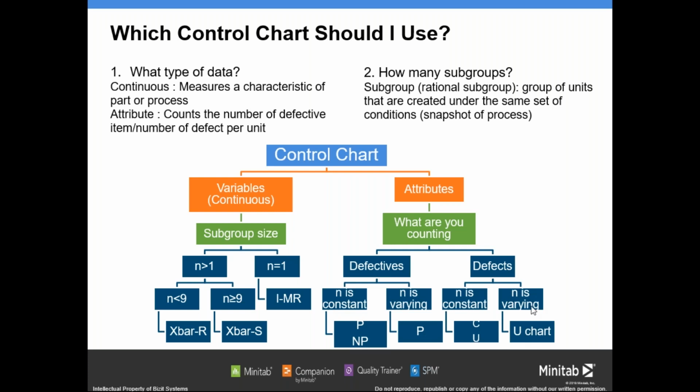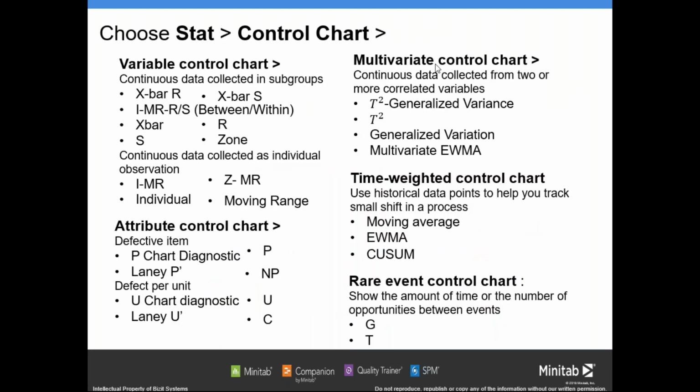Okay, and then this is not limited to these basic control charts. We also have multivariate advanced control charts, like the multivariate control chart. We have the time-weighted control chart, and then we have the rare event control chart. But if you want to learn more about this, you need to sign up for our training. Okay, if you are interested, you need to go to our website www.disease.com.